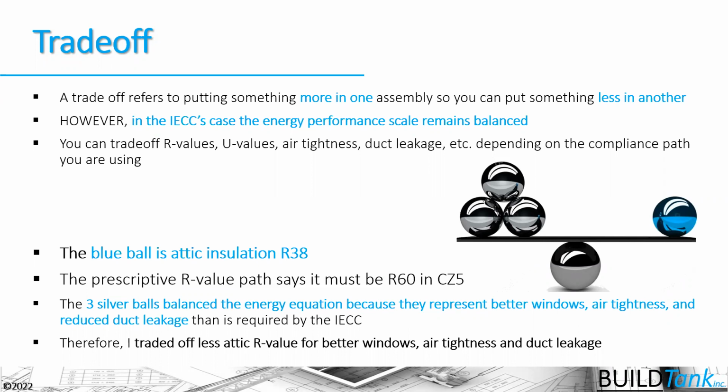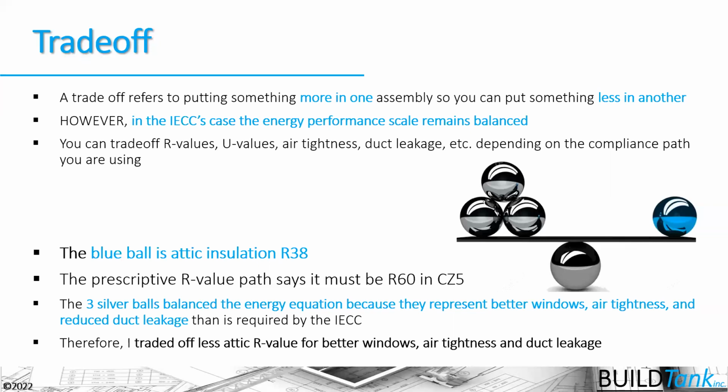that means that on the other side of the equation, I need to do something more. So in this case, I'm going to do slightly better windows, and I'm going to build a house tighter than 0.3 air changes per hour, and maybe I'm going to reduce my duct leakage. Maybe I need to do all three of those things, and maybe I just need to do one of those things in order to trade off the lower attic insulation from 60 to 38. But this gives you the idea that the energy budget, or energy equation, needs to be maintained in that balance.